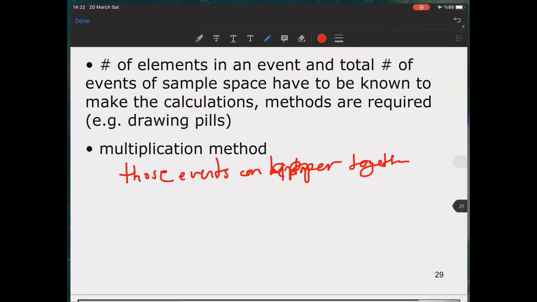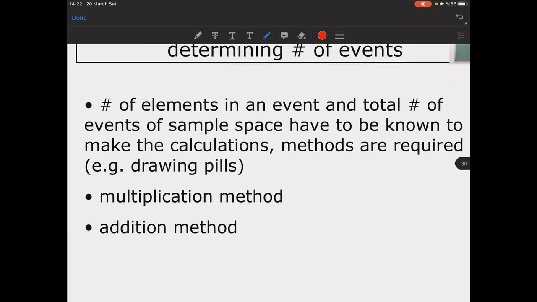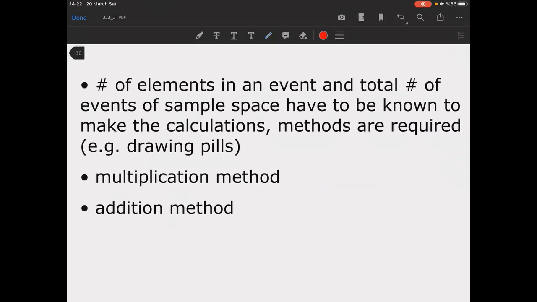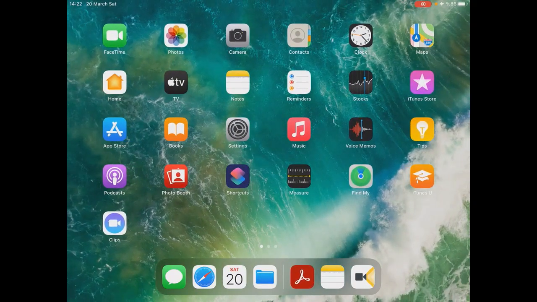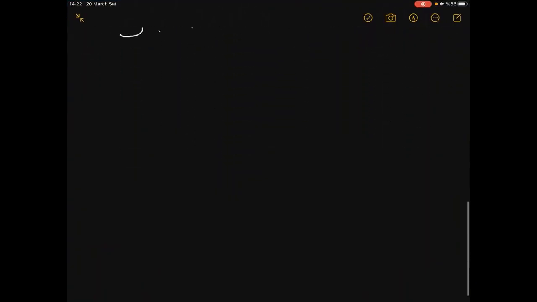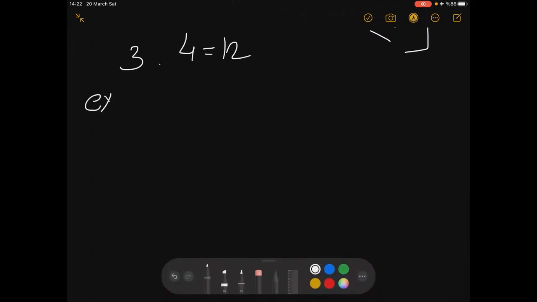Like in the second one, or the addition method, we can briefly say that if those alternatives cannot happen together, we add the possibilities here. So here, let's take a look at another example in this sense.